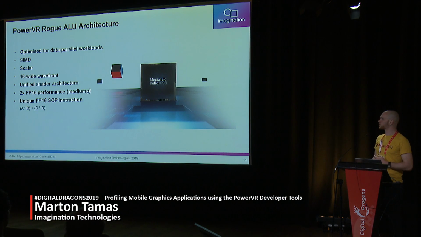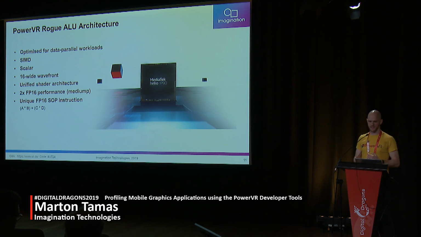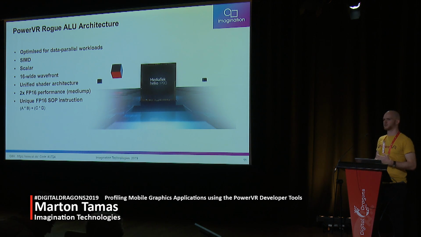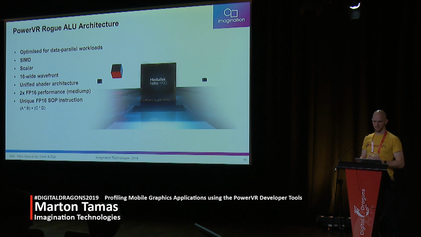Our current architecture, to be exact, is PowerVR Rogue. That is on the market and is in the mobile phones that you've seen, and it's also in the upcoming phone as well. It is optimized for data-parallel workloads running on many threads. It is a single instruction, multiple data architecture. That means that multiple threads execute the same instruction, but it is scalar, so one thread operates on one piece of data at a time. That also means that there's no need for vectorization, so the compiler takes care of it for you.